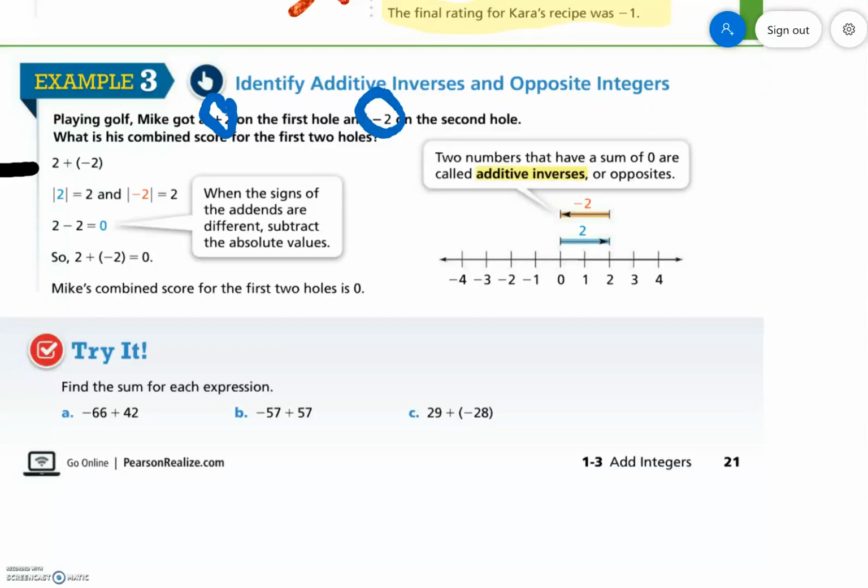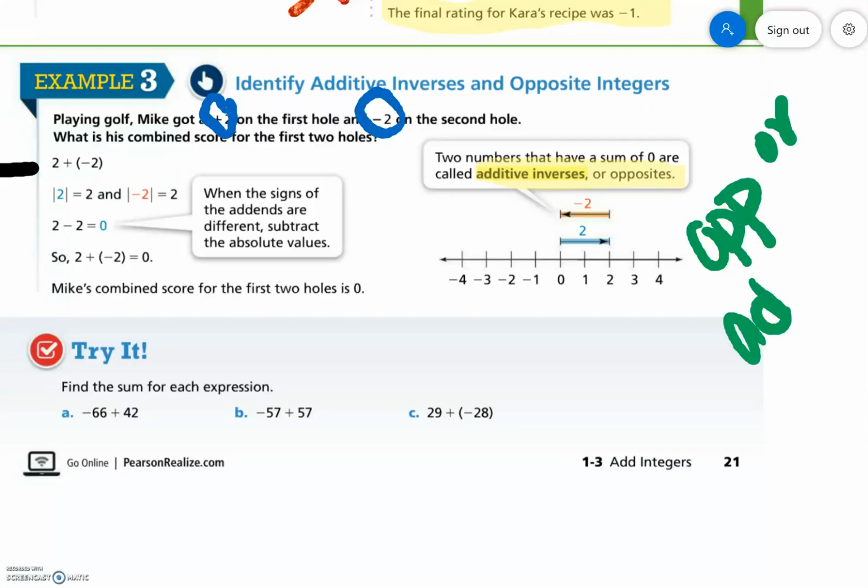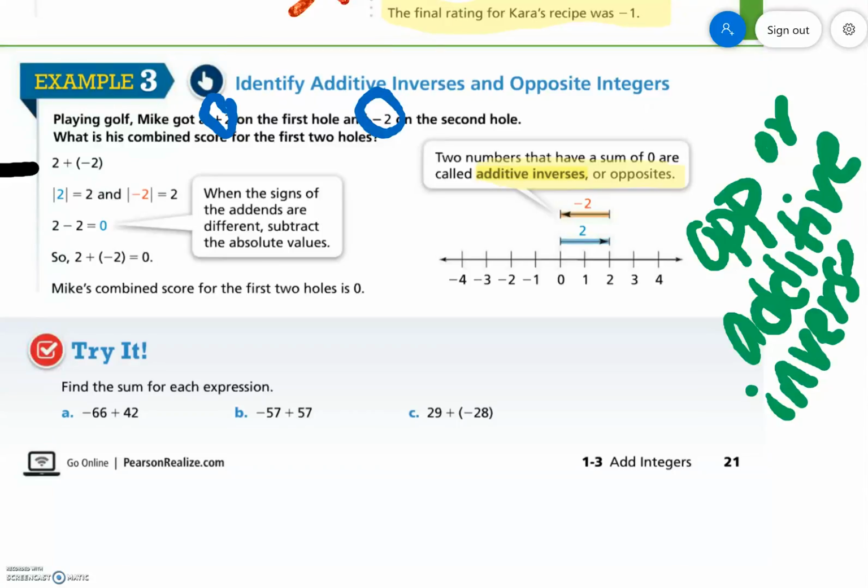Two numbers that have a sum of 0 are called additive inverses or opposites, okay? So you need to know this. Additive inverses or opposites. They are the same thing. You can call something an opposite or you can call something an additive inverse. Additive meaning you add it, inverse meaning they are the opposite numbers. They are inverses of each other, okay?